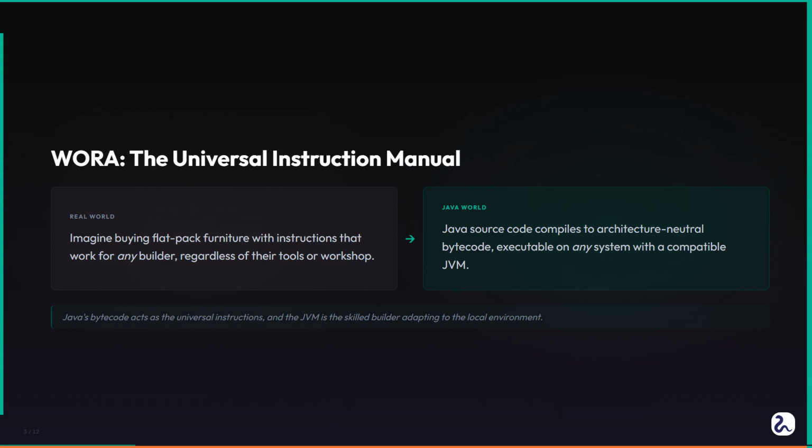In this analogy, your Java source code is the original design concept. The Java compiler, javac, takes that source code and translates it into this universal instruction manual, which we call Java bytecode. This bytecode is stored in .class files. It is not native machine code for any specific CPU, but rather a set of instructions for an abstract machine.